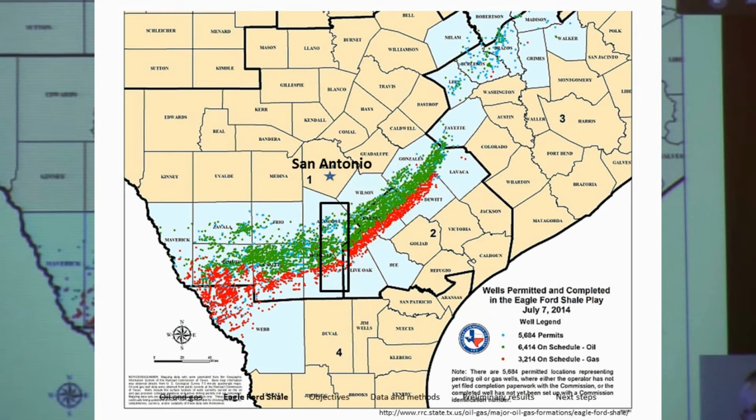There's also a small gap exactly south of San Antonio in the shale, where you may have fewer emissions entering into the air mass.